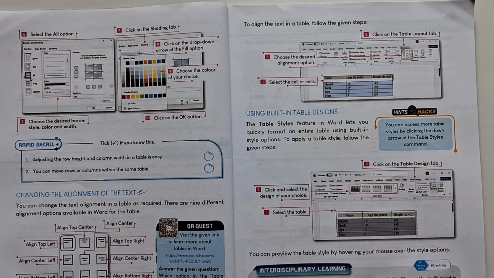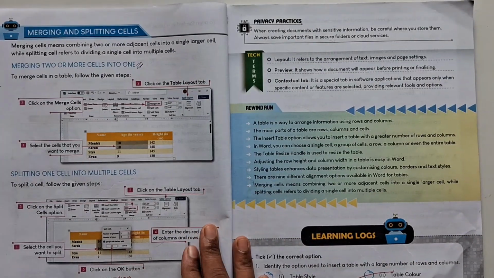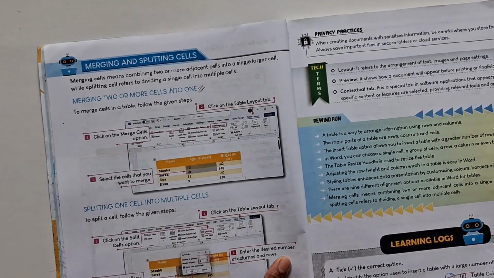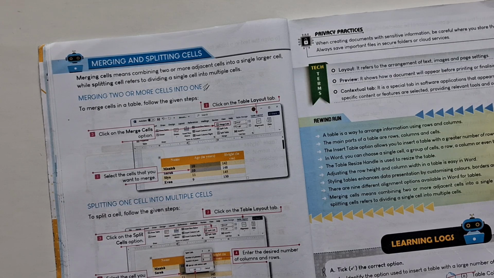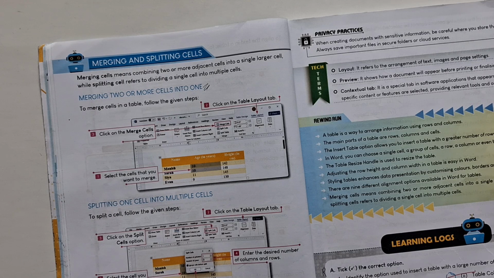Interdisciplinary learning. Create a table on the topic of listing the musical instruments invented in Bharat. Use built-in table design to enhance its appearance. This one activity. The next one, merging and splitting cells. Merging cells means combining two or more adjacent cells into a single larger cell, while splitting cell refers to dividing a single cell into multiple cells.